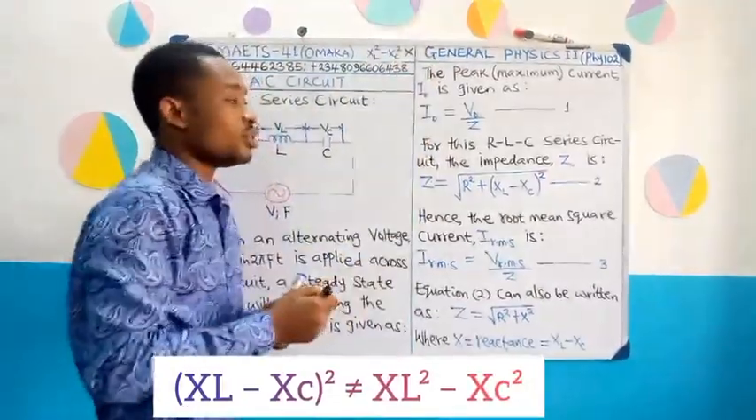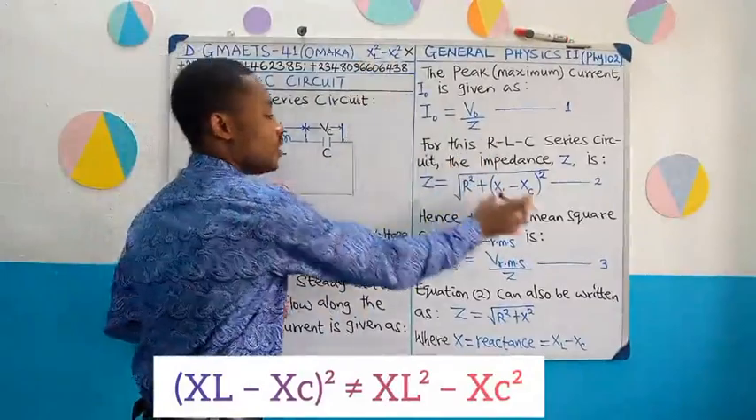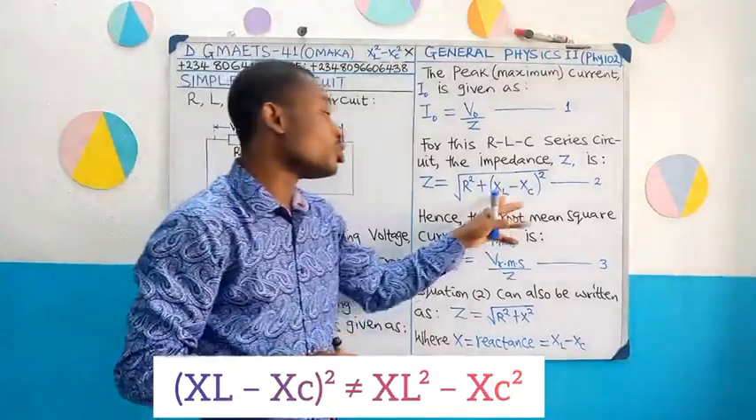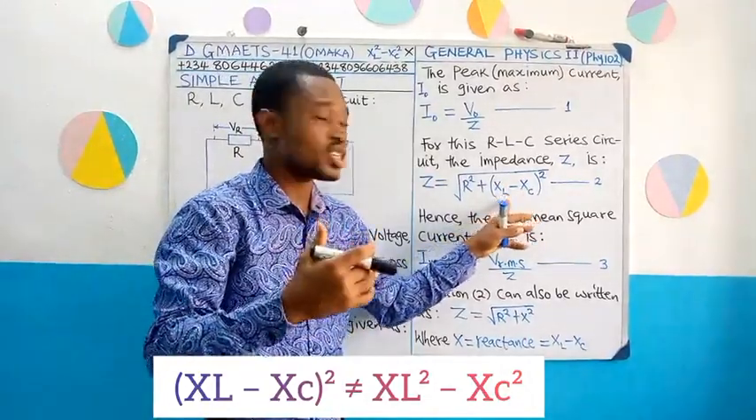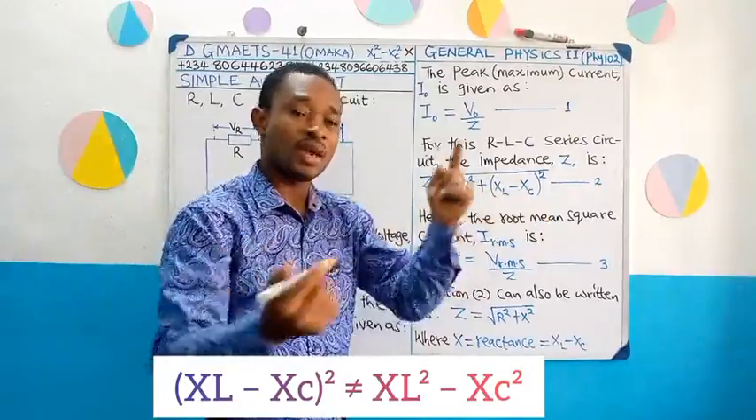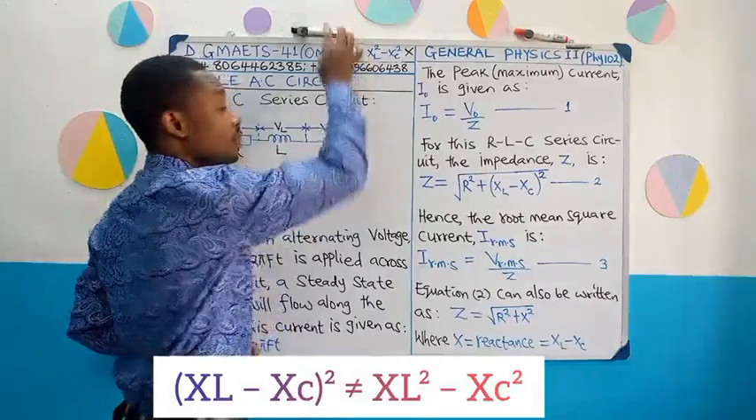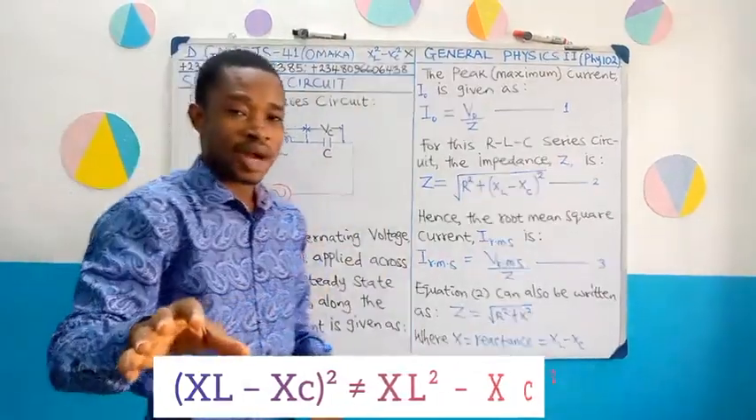Is that okay? Don't confuse this with this expression here. Is that okay? You have to do the difference between the inductive reactance and capacitive reactance first before you square whatever you get from there. I hope I've communicated, right?